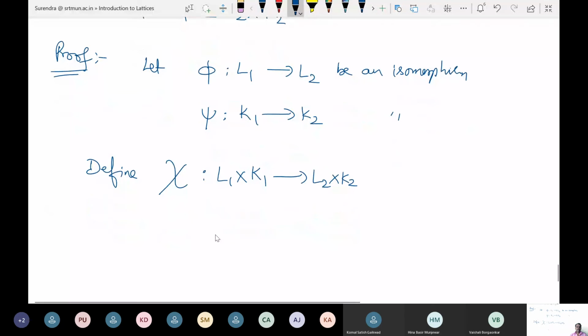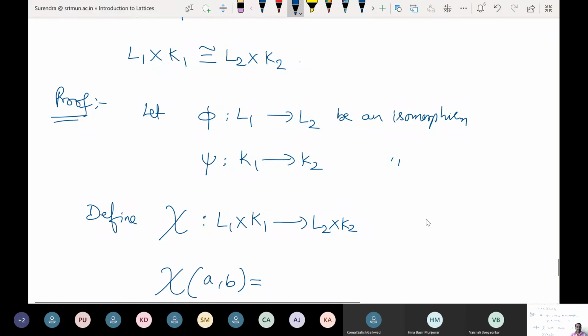In such a way that we should get a homomorphism and an isomorphism, and so on. How can we define it? You take any two elements here, an element (A, B). Can you define, using this phi and psi, an element of L2 cross K2?